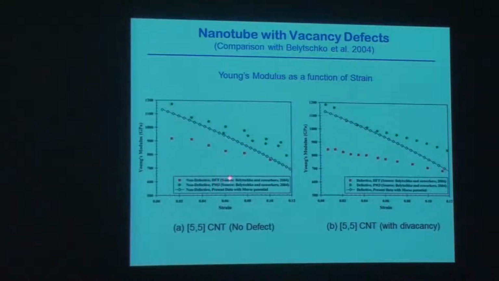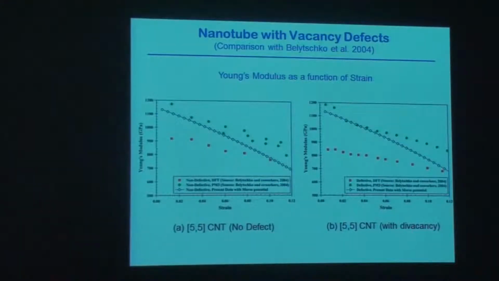And this is based on density functional theory and other quantum mechanics calculations. And here are the results in light blue. These are our results, strain and Young's modulus. So Young's modulus drops as a function of strain. And what we predict is fairly in that general regime predicted by this density functional theory, however, at a fraction of the cost. These were done on a parallel computer, and all these other calculations were done on a desktop machine. This is the case for a 5,5 CNT with no defect.